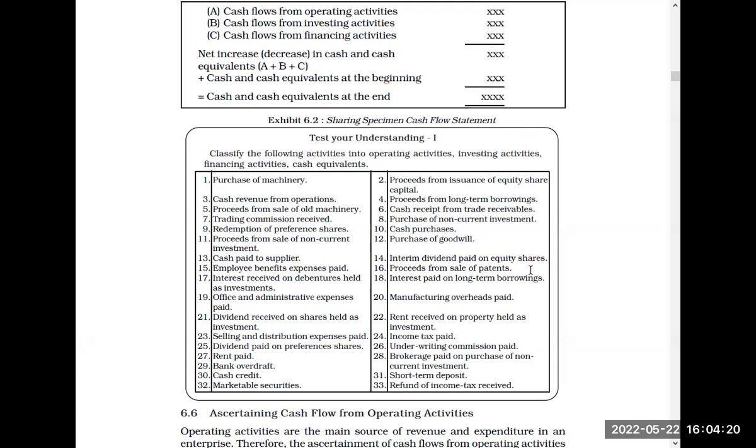Fifth one is investment. Don't go by the word sale. Sale of what? Sixth one, operating. Seventh one, operating. Eighth one, investment. 9th one, financing. 10th one, operating. 11th one, investment.